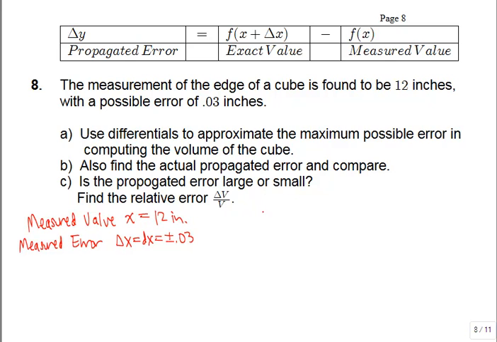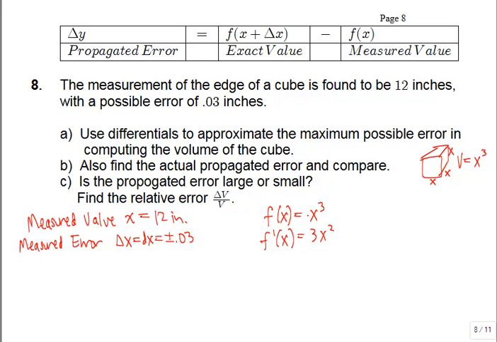Now what's our function here? We are trying to figure out the maximum possible error in computing the volume of the cube. So our cube here has all sides equal, and I've been calling those sides x. So the volume of a cube is x cubed. So our function is just this x cubed. We know that when we're doing differentials, we need a derivative. So let's go ahead and compute that derivative while we're at it. This would just be 3x squared.